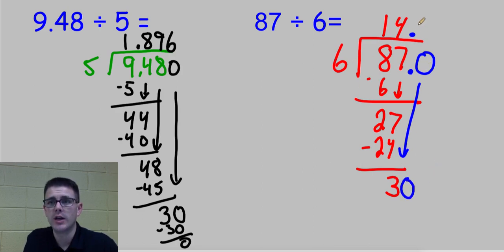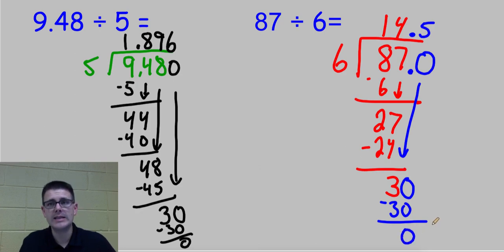6 goes into 30 5 times. 6 times 5 is 30. Subtract, and we finally have our 0. So 6 goes into 87, 14.5 times. So it's totally okay to add those zeros, but it's got to be behind your decimal point. Don't forget to add the decimal before the zeros if it's not already in your number.